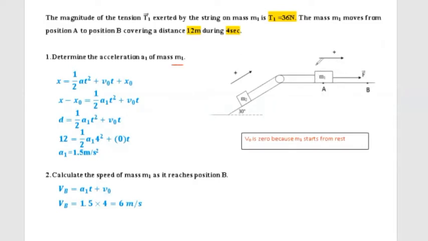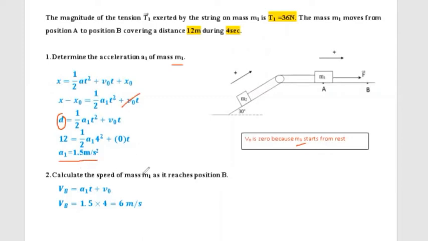Since m1 moves in a uniformly accelerated rectilinear motion, we could use the formula x equal half at squared plus v0t plus x0. X minus x0 represents the distance traveled by m1, which is AB, equal half at squared plus v0t. We already said that v0 equals 0 because m1 starts from rest. So the distance d equal half at squared. We will substitute with the value of d, which is 12, and the time, which is 4 seconds, and then we can find that the acceleration equal 1.5 meter per second squared.